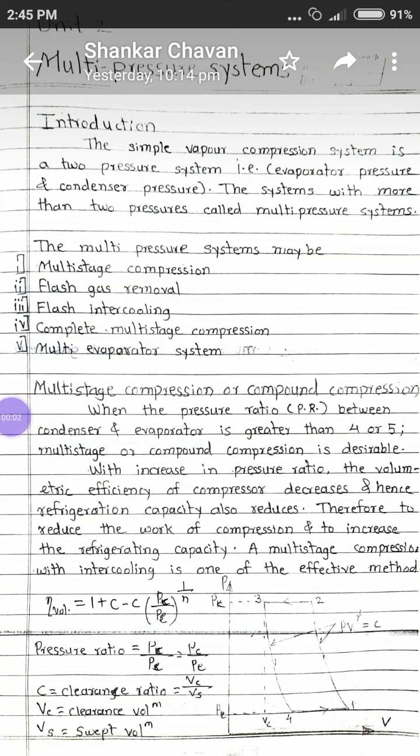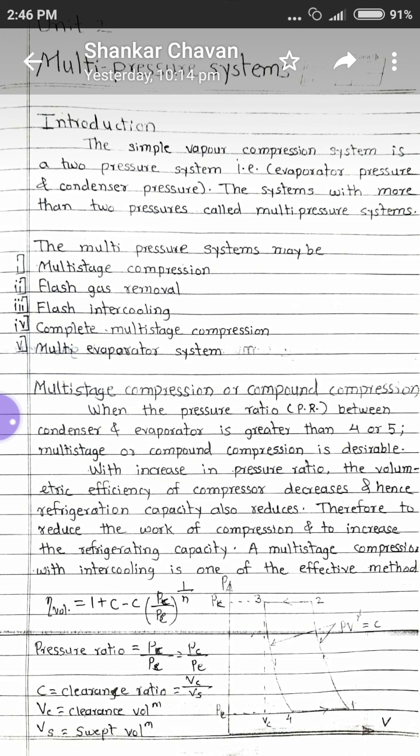Good morning. Now we will discuss multi-pressure systems, that is unit number 2. In the first unit we discussed the basics of refrigeration, that is the definition of refrigeration and the unit of refrigeration. After that, the reversed Carnot cycle and numericals on it. After that, the Bell-Coleman cycle and examples on it. After that, the simple vapor compression cycle, and numericals on the simple vapor compression cycle.